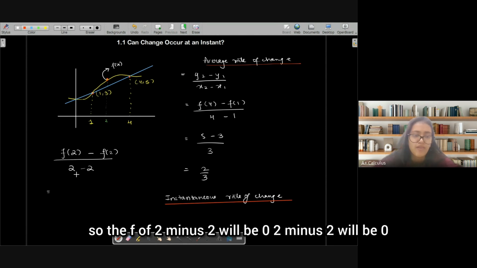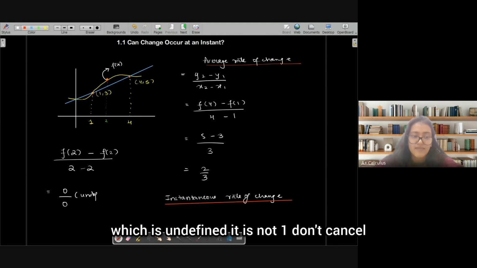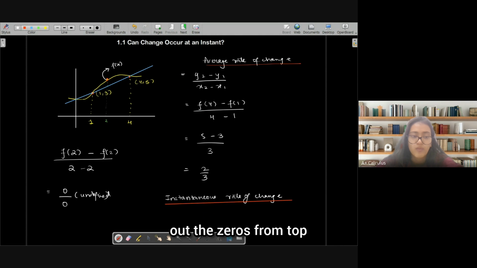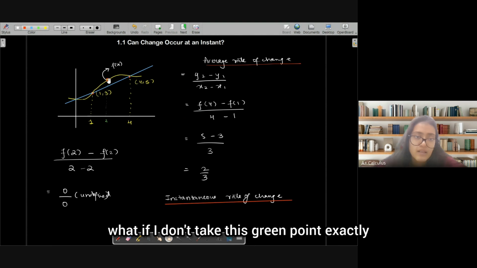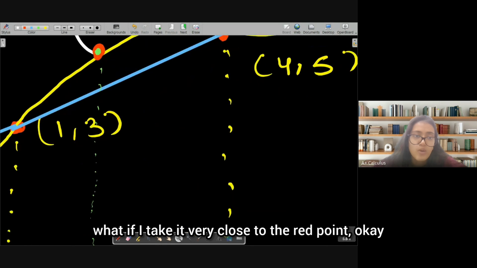So f of 2 minus f of 2 will be 0, 2 minus 2 will be 0, and we are going to get 0 by 0, which is not 1. It is undefined. 0 by 0 is something which is undefined. It is not 1. Don't cancel out the zeros from top and bottom. So now what do we do? The next thing that comes to my mind is, what if I don't take this green point exactly on the red point? What if I take it very close to the red point?